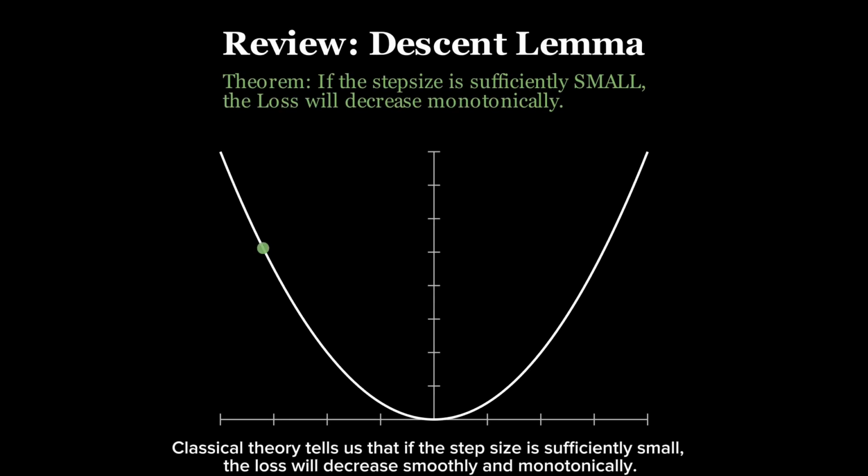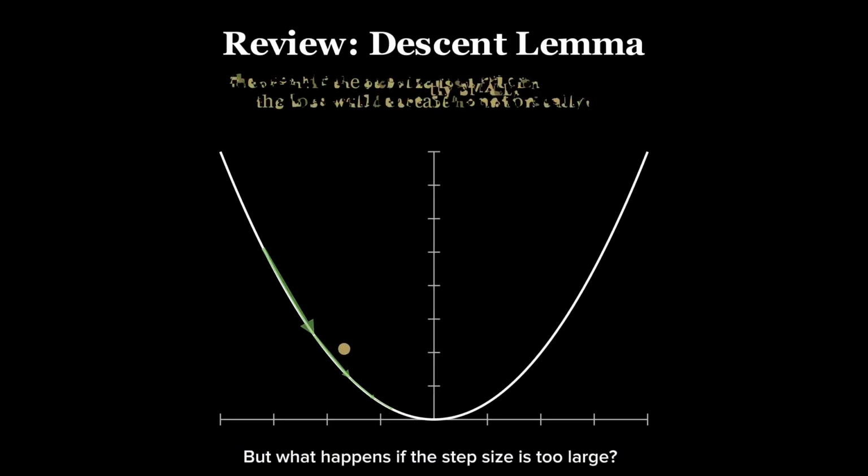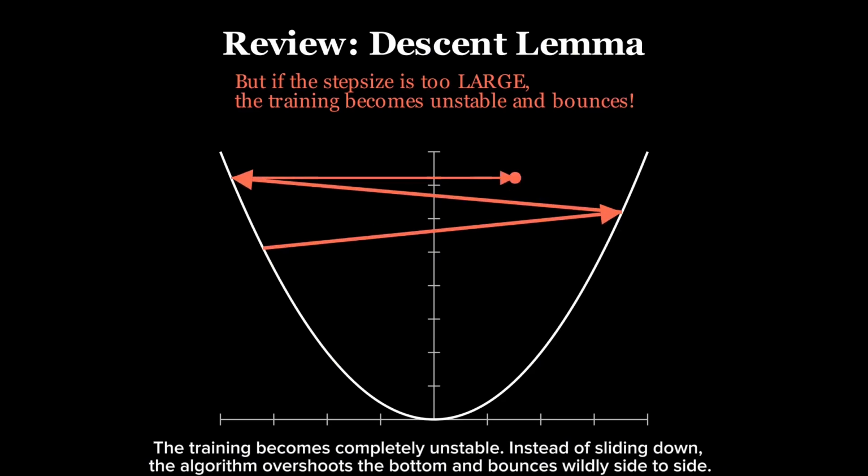Classical theory tells us that if the step size is sufficiently small, the loss will decrease smoothly and monotonically. Visually, it looks like taking small, careful steps down a valley. But what happens if the step size is too large? The training becomes completely unstable. Instead of sliding down, the algorithm overshoots the bottom and bounces wildly side to side.